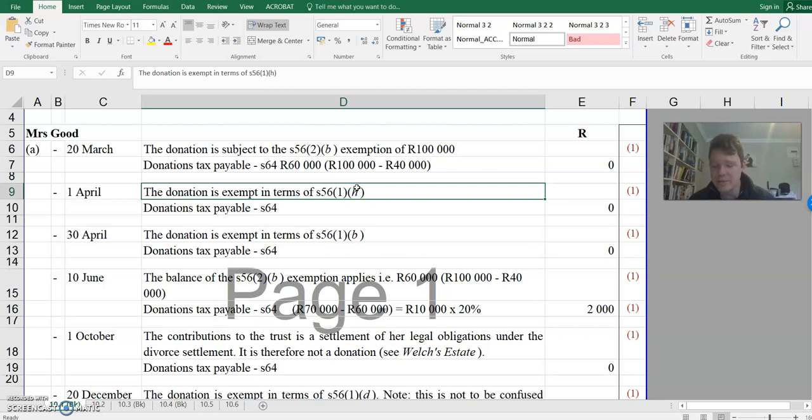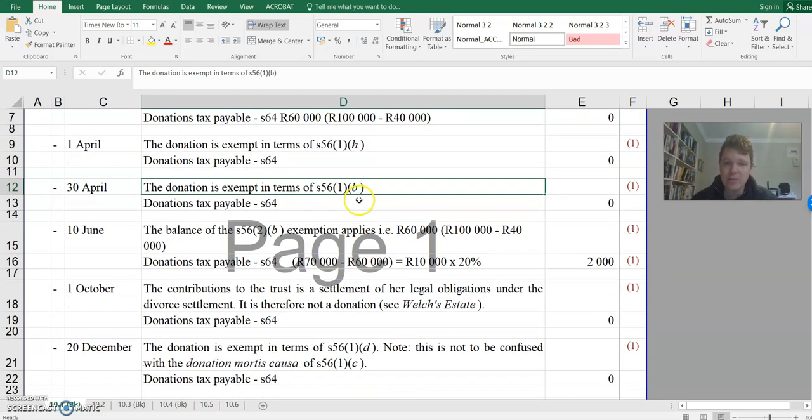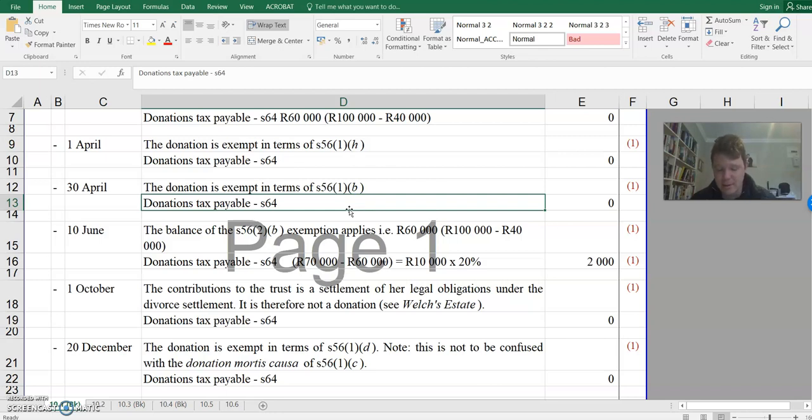Then you're told you gave some to the SPCA, which is a PBO, so that's obviously not going to have donations tax. You gave to your husband 50,000. Remember, any donations made to the husband or your spouse are going to be exempt. Then it says you donated 70,000 Rand to your son. And it says here you donated it to your son to invest. So this is quite clearly not maintenance. If it said you gave 70,000 to your son for living expenses while he was at varsity for the year or something like that, maintenance. But to invest, definitely not.